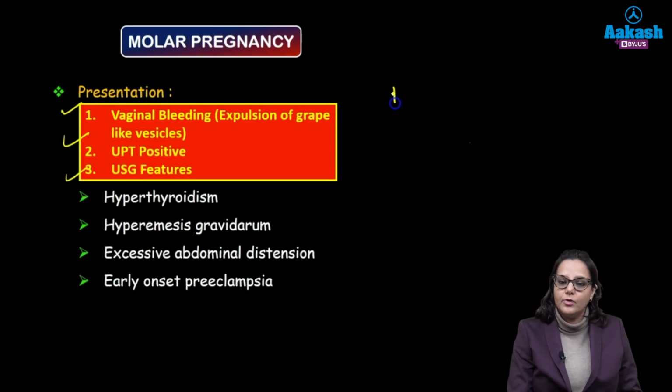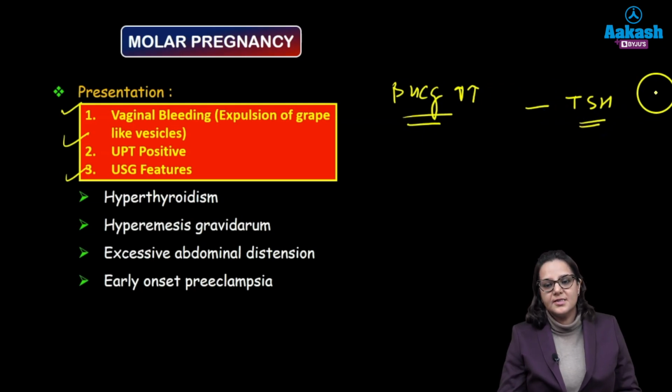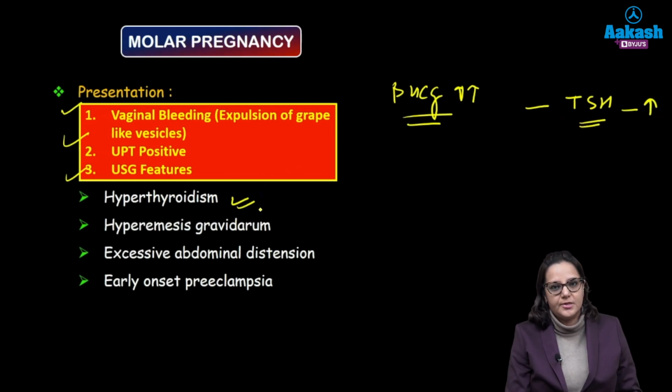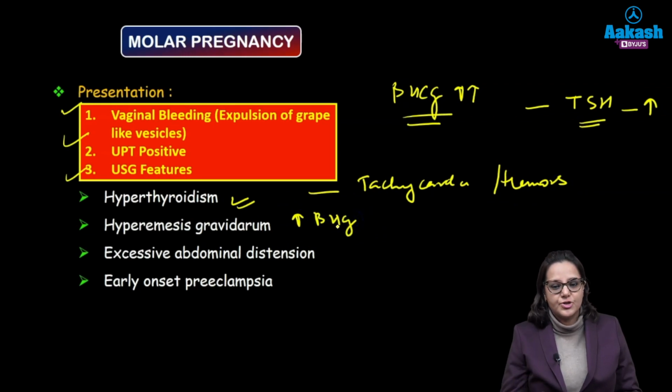that we know that the beta HCG is very high in molar pregnancy. Now this beta HCG also mimics TSH. So the thyroid activity is also going to be high, which will manifest as hyperthyroidism. So this patient can have tachycardia. Tachycardia is also seen normally in pregnancy. They can have tremors. There will be hyperemesis, again because of increased beta HCG levels, excessive abdominal distension, and early onset preeclampsia.